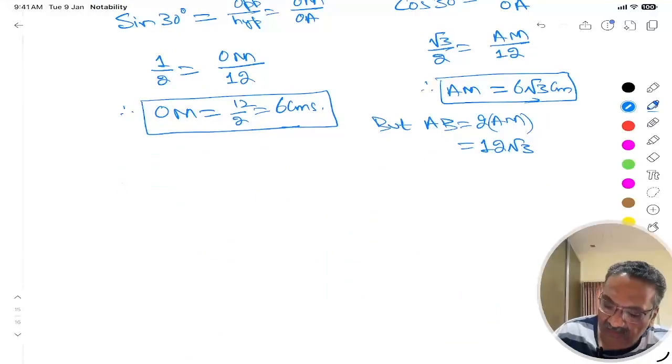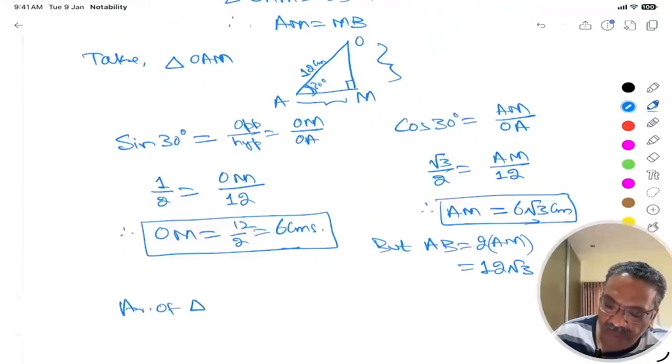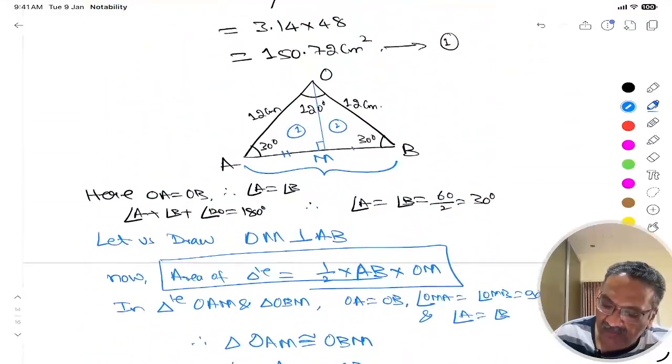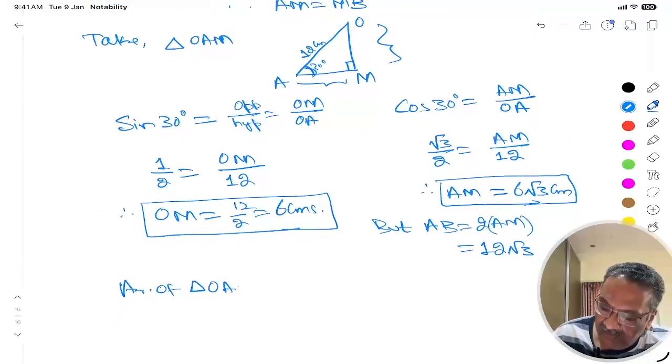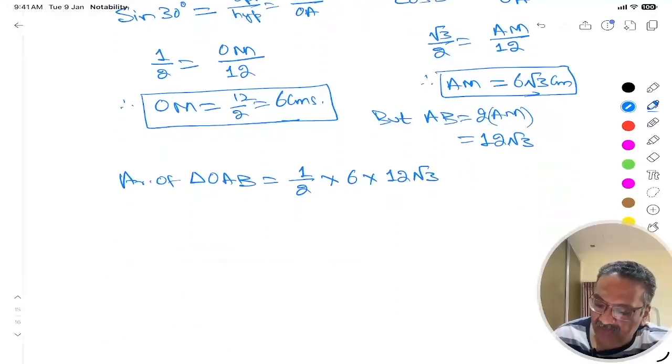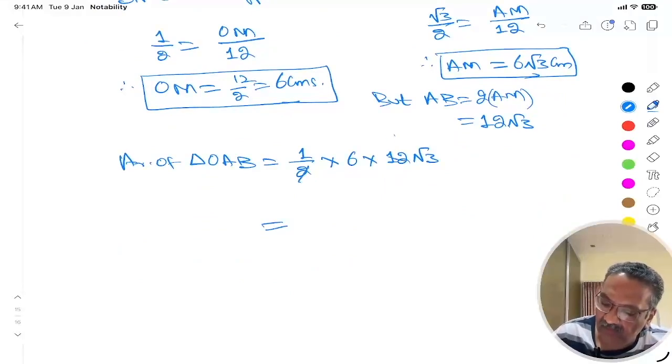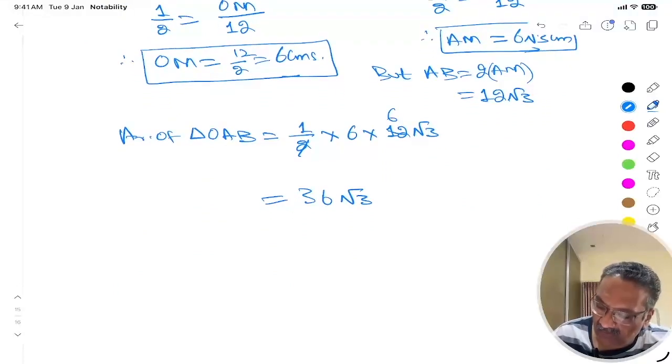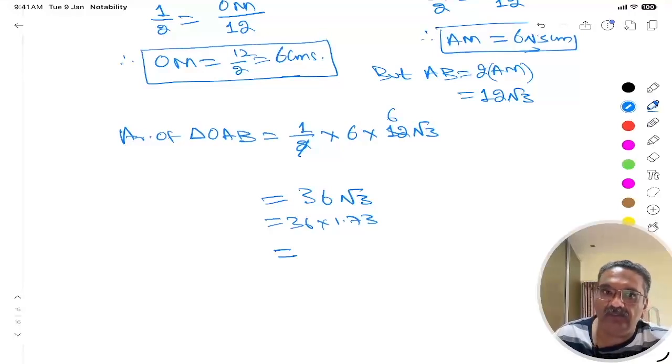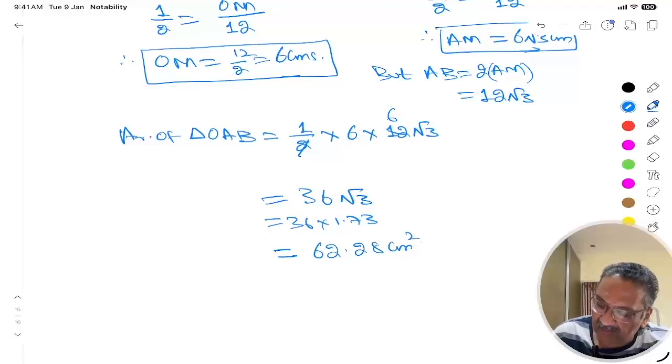Now let us come to the area of the triangle. Area of triangle OAB is equal to half base into height, which is 2 ones are 2, 2 sixes are 36 root 3, or 36 into 1.73, which turns out to be about 62.28 centimeters square. Now this is 2.